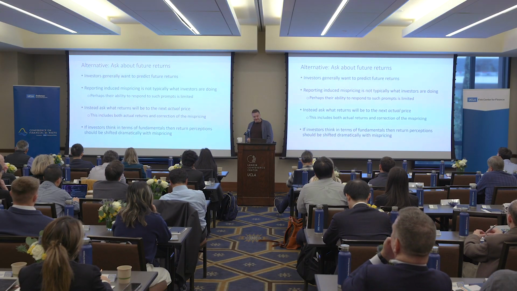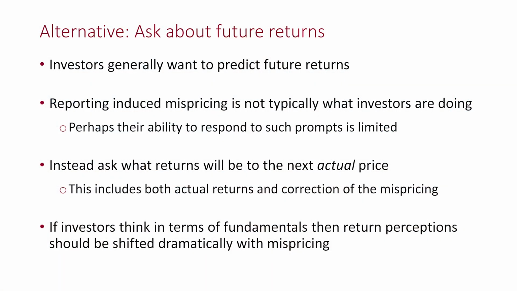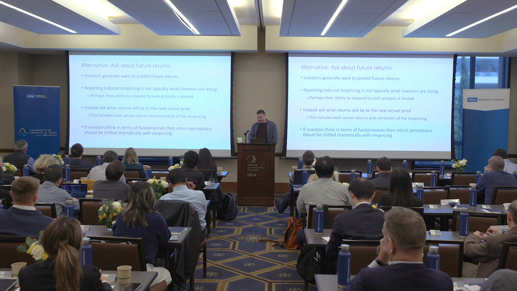Now, another thing we could do is we could say, look, it's weird to ask about level of mispricing. In practice, that never happens in the real world. Instead, we can ask people to predict future returns. This is more natural, kind of more common. So we said, what do you think the returns will be from the price I showed you to the actual price 12 months from now? So that should capture both the correction of the mispricing and return expectations.